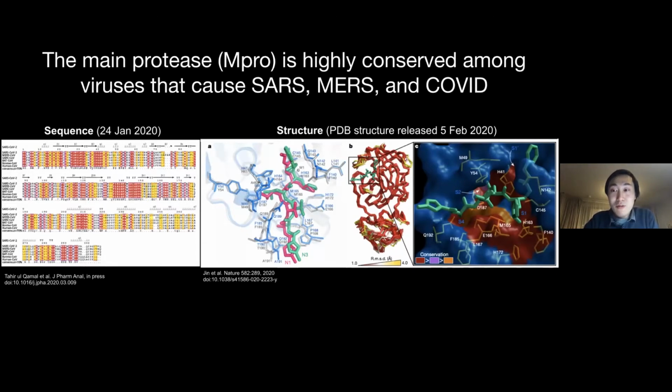And the structure of the main protease was released back in February of last year, revealing that the binding site shows remarkable similarity with SARS-CoV-1. In fact, the drug that is currently under clinical trial for Mpro inhibition produced by Pfizer was actually a program for SARS-CoV-1 back in 2003. They just filed a patent and shelved it until now.